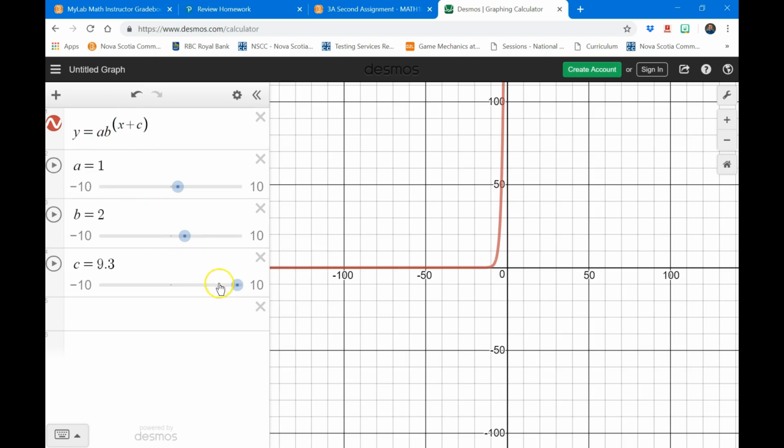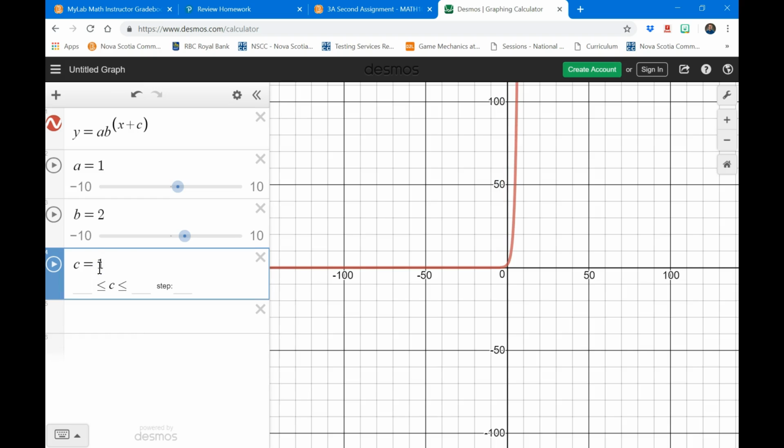Now check out the value. And just put this back to, I don't know, I'll do 1 or something right now. Check out what happens when we multiply this whole thing by some other number. So look what happens when I multiply something by a. Right?